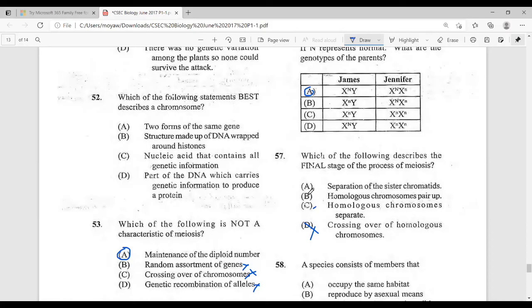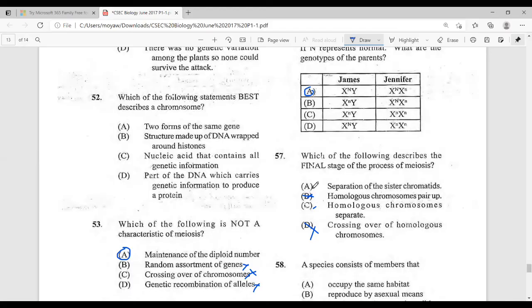So for B, homologous chromosomes pair up. Everybody should know this is one of the first things that happens in meiosis. It happens in the first stage. It happens in mid-prophase. So this is out of it, definitely. So now we're stuck with A and C. So let us see what A is saying. Separation of the sister chromatids. And then C is the homologous chromosomes separate.